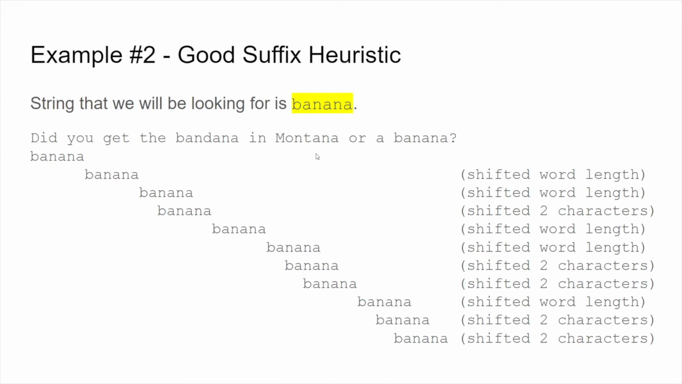Here the A lines up in Montana, and the T and the N line up, however they do not match. So we have to look for another instance where an A exists within the word that we're looking for, and this would mean we have to shift the word 2 characters over. Here the A, N, and A all line up, and looking at the next character, the T and the N line up, however they do not match.